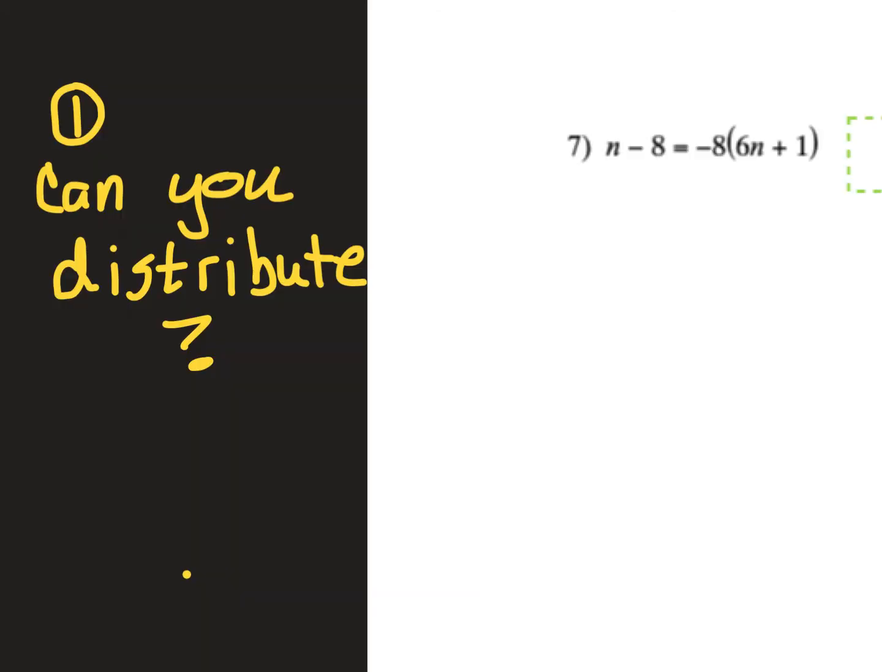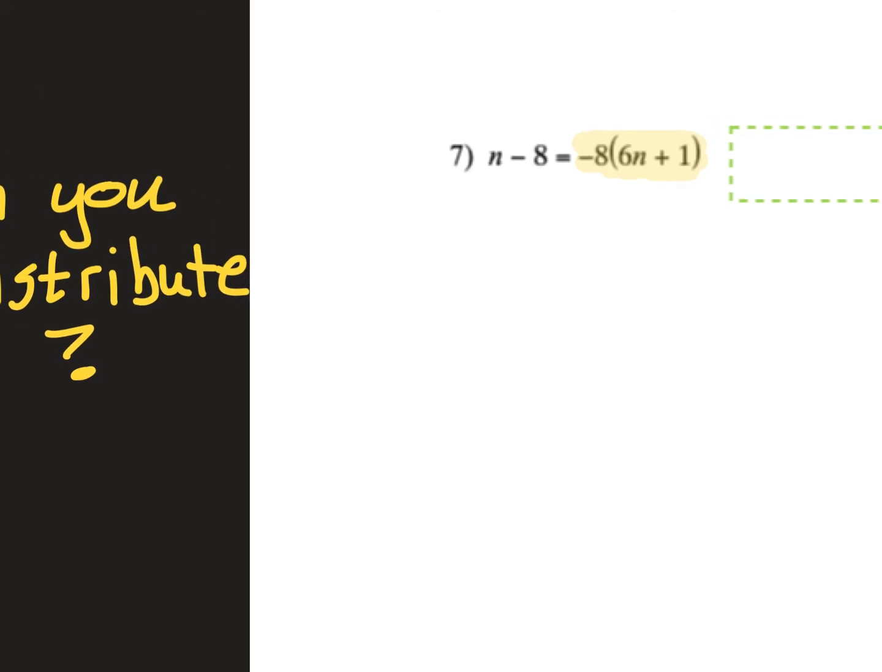The first question you need to ask yourself is, is there any place that you can distribute? And in problem number 7, there is a place we can distribute, because that -8 sitting next to the 6n plus 1 in parentheses does indicate that you're going to end up multiplying -8 by using your distributive property. So that is the first thing that I'm going to do in order to solve this problem.